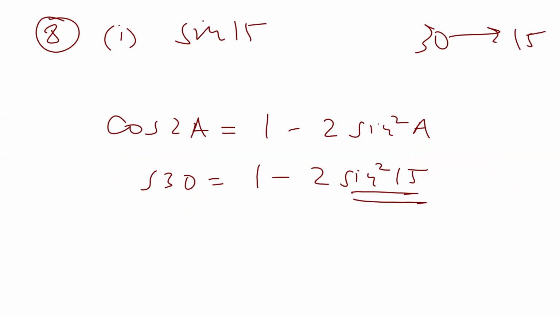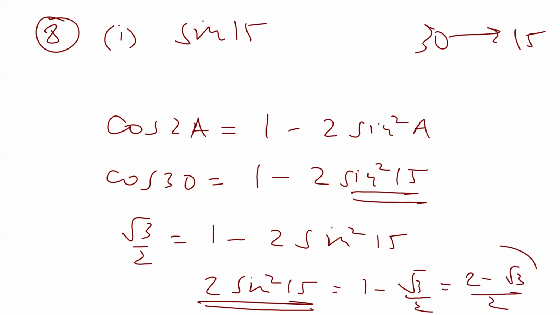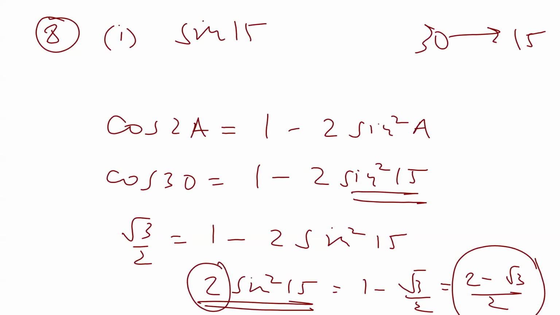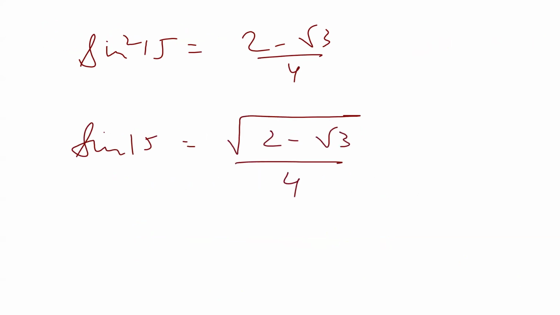Okay, fine. So cos 30 is root 3 by 2, equal to 1 minus 2 sine square 15. So 2 sine square 15 is 1 minus root 3 by 2, that is 2 minus root 3 by 2. So sine square 15 is 2 minus root 3 by 4. Cross multiply the 2 to the other side, this 2, so it becomes 2 minus root 3 by 4. So sine 15 will be square root of 2 minus root 3 by 4.